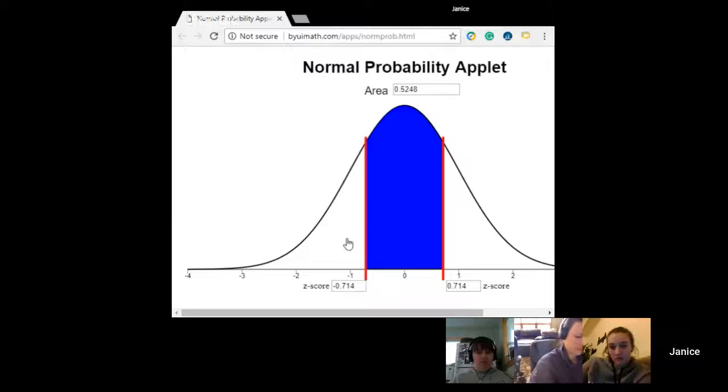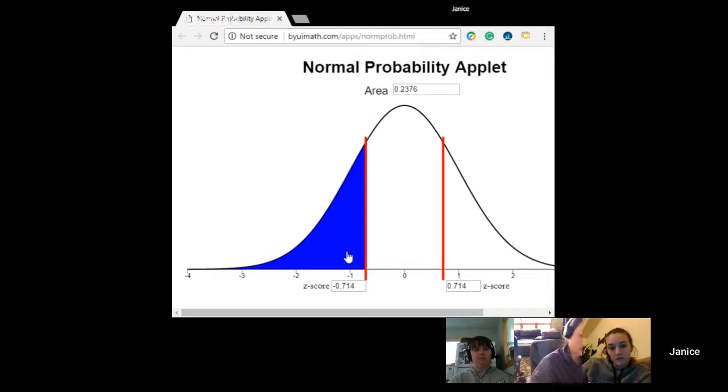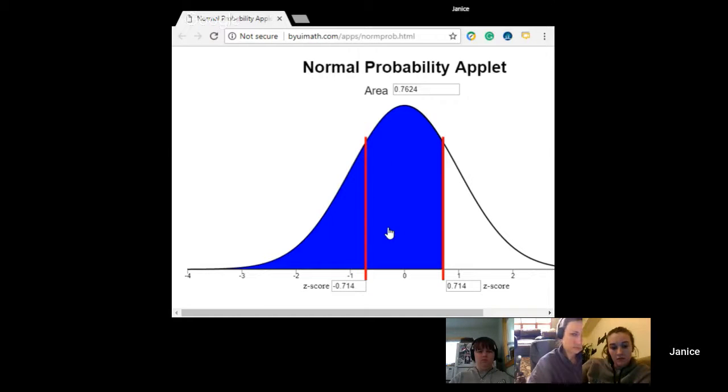Between two values. I do, and the answer that I keep getting based off the hint is 0, which it can't be. Yeah, because it's asking for a percentage. So this is the larger area, which is the 4.2 or 5.2, and this is the smaller area, which is 2.376. But then the combined area is the 0.7624. So I don't know what it means by smaller and larger area. 0.52.